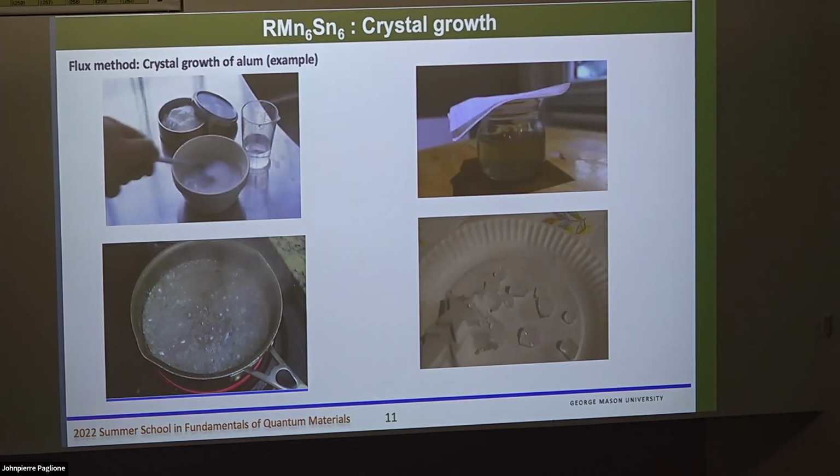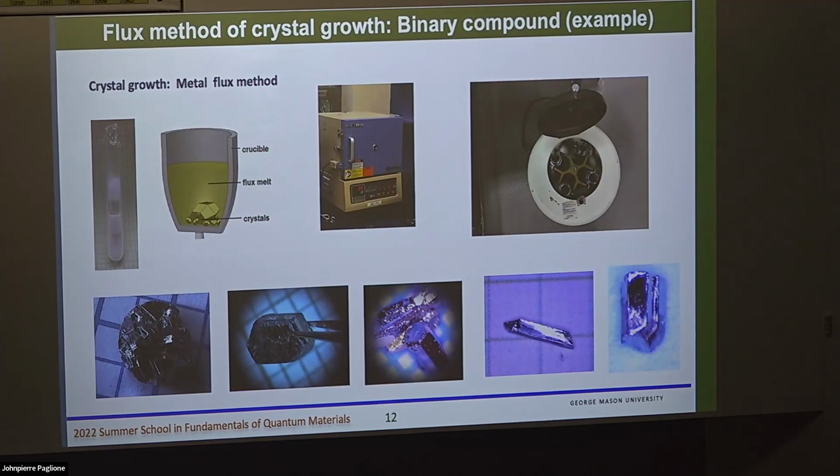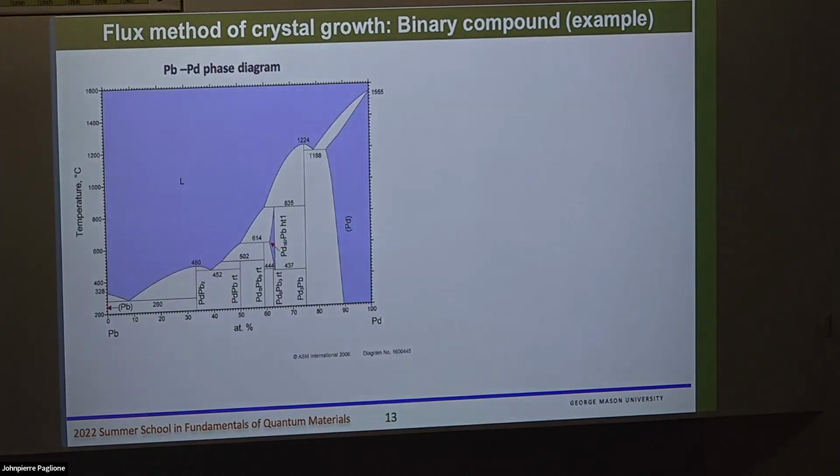So what we do with these materials when we have metals in here is we use metal as a flux. We saw these things yesterday also, so I'll not go into the details of it. Here tin is a good flux because it has a low melting point, a high boiling point, and it can react with many other materials, right? So we use tin as a flux. These are pictures of some of the crystals grown with the flux method, so I'll skip the details.